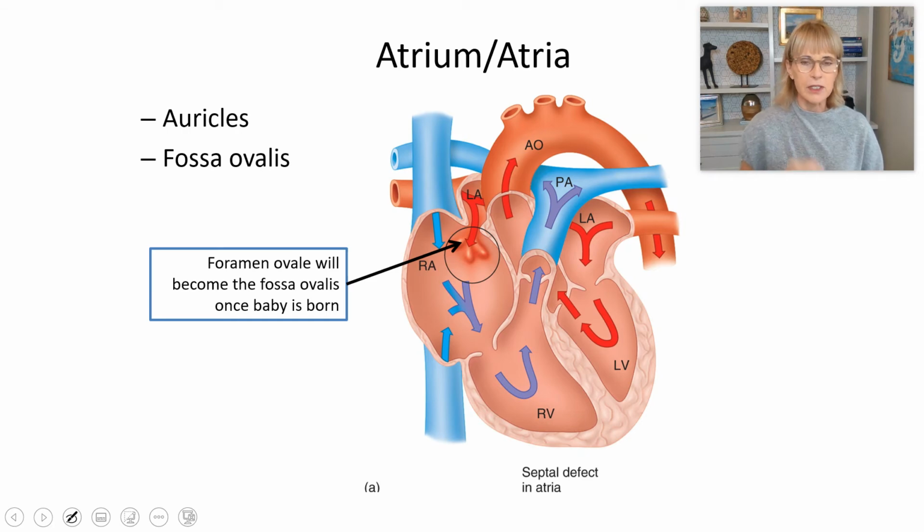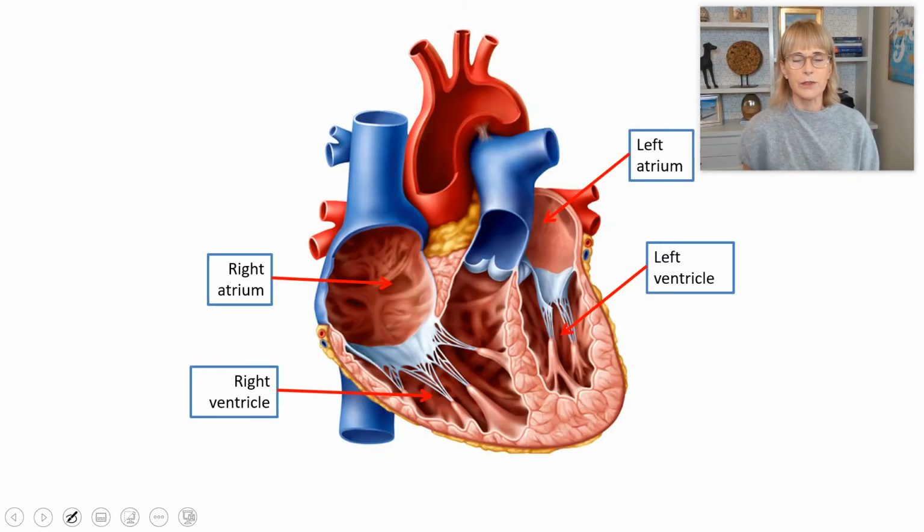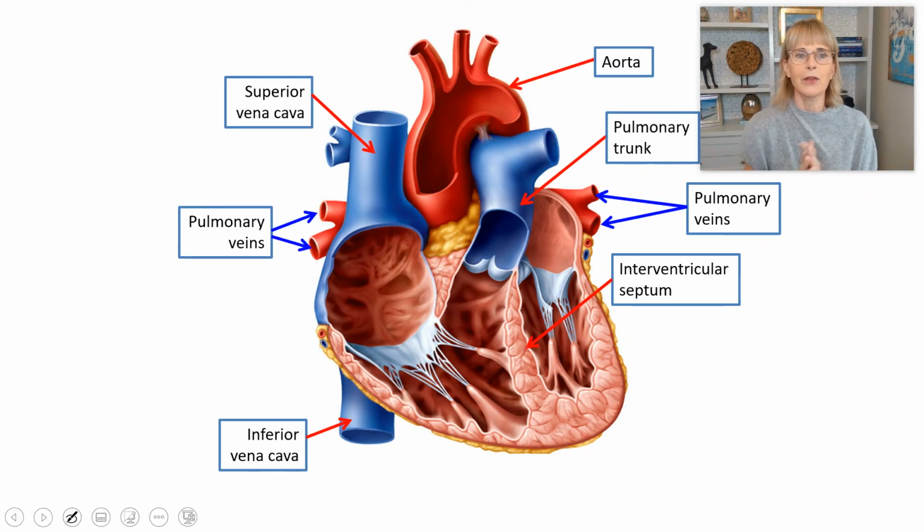They'll give it a little bit of time and then correct it with surgery. Okay, so the foramen ovale, make sure you find that when you're looking at the lab models. So right atrium, right ventricle, left ventricle. Great. Yeah, we know that.